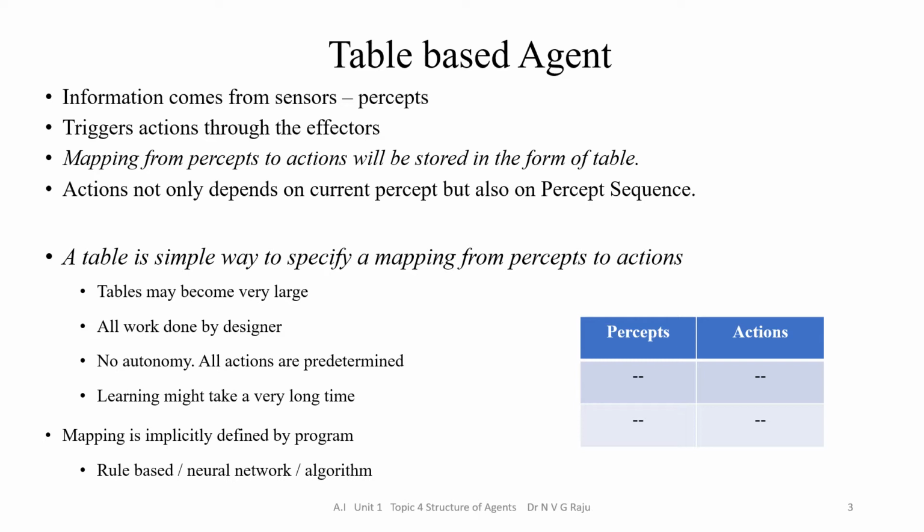A table-based agent consists of two columns. In one column we write percepts and in another column we write the corresponding actions. They are stored in the form of a table. It has several drawbacks. Tables may become very large. All the work is done by the designer, which means no autonomy for the agent. All actions are already predefined within the table, and the agent has to follow them. Learning might take a very long time, and the mapping is implicitly done by the program, either rule based, neural network based, or algorithm based.